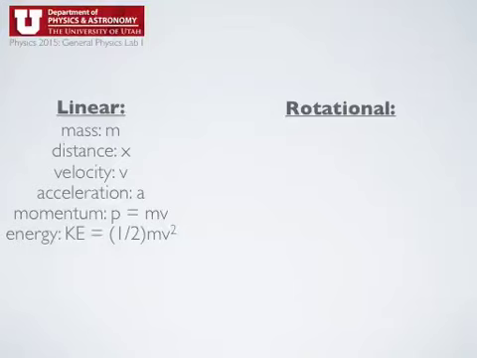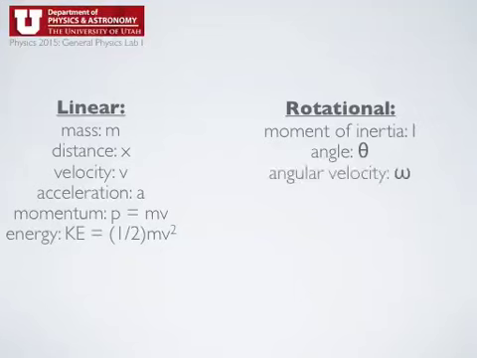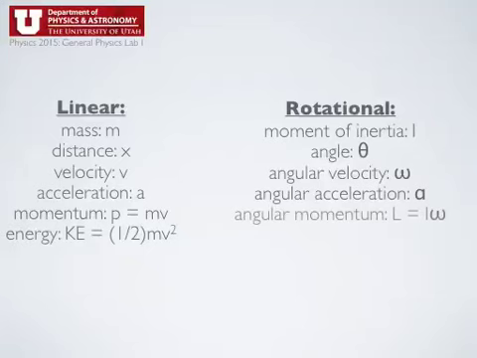Instead of mass, we have the moment of inertia, usually shown as the capital letter I. Instead of distance, we have an angle, given as the Greek letter theta. We have angular velocity instead of linear velocity, given as the Greek letter omega, and angular acceleration is shown as the Greek letter alpha. Angular momentum, capital L, is the product of the moment of inertia and the angular velocity.